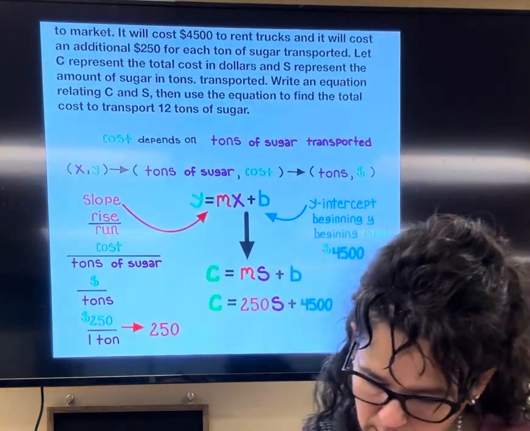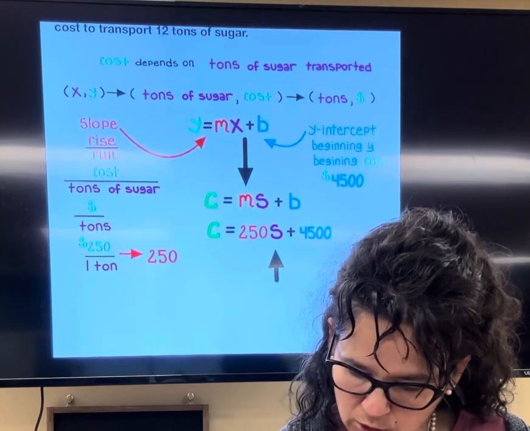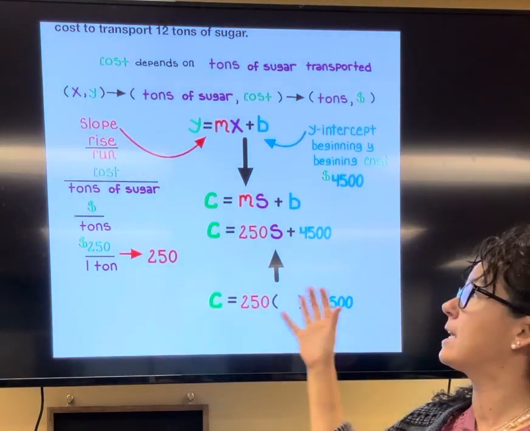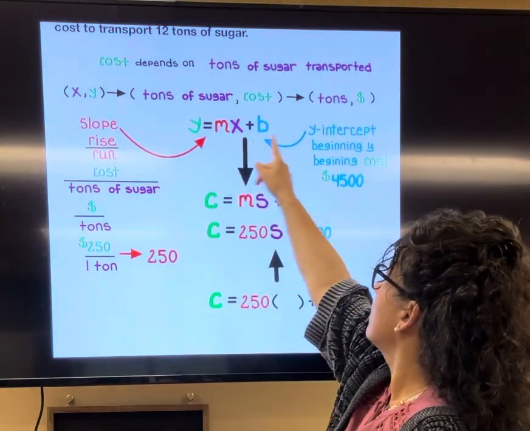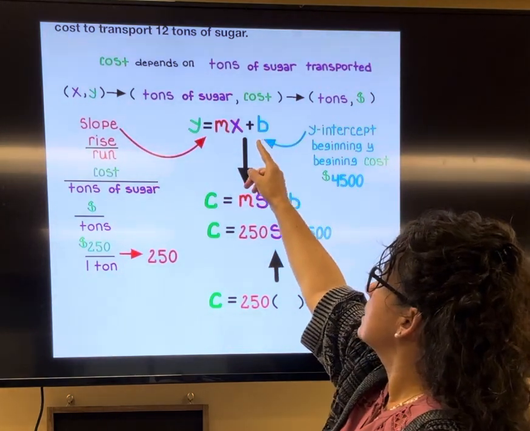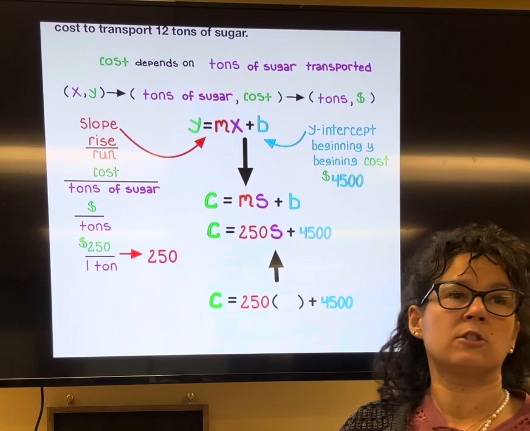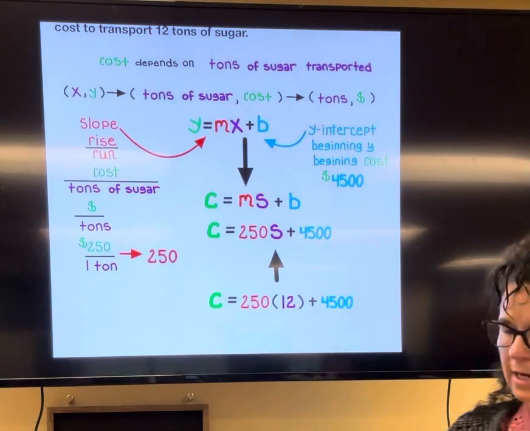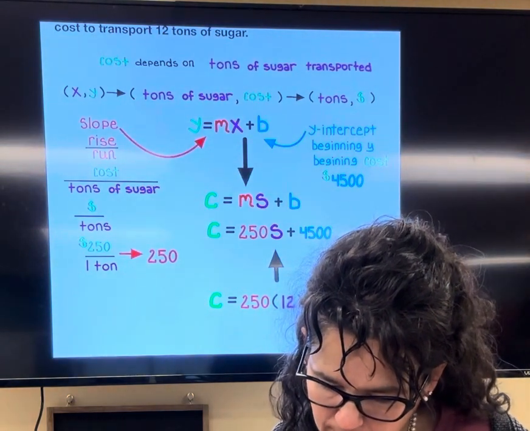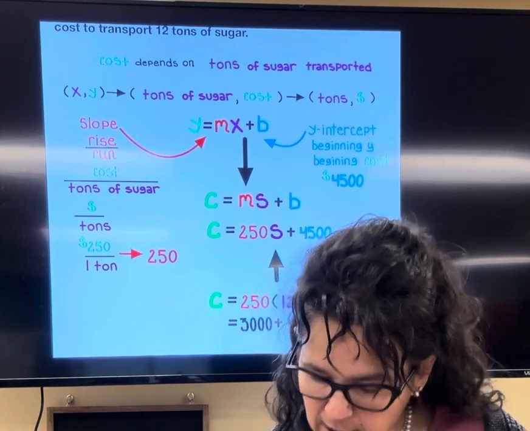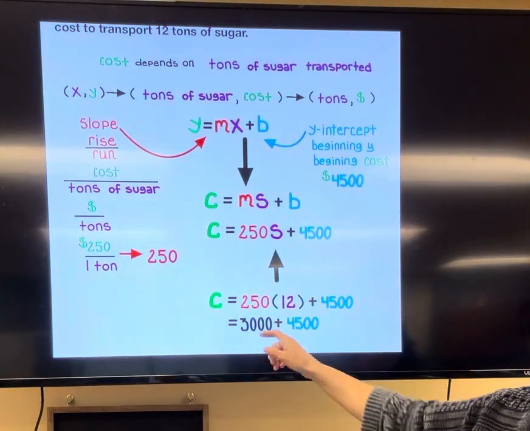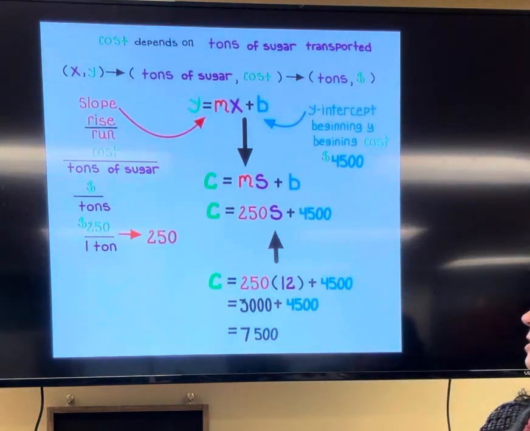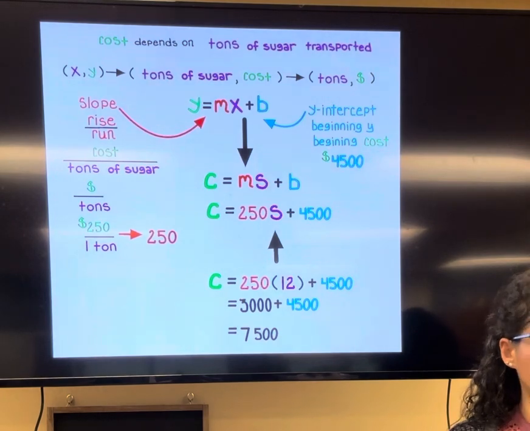I have the equation now, so I can answer that question, find the total to transport 12 tons. So the cost to transport 12 tons, that means I'm going to replace, and if you're not sure where to replace it, again, go back to our labels. Tons is the X, and so when it says 12 tons, we're going to replace the X with 12. Now if I simplify here, the cost is going to equal 250 times 12 is 3,000 plus 4,500, and I end up with $7,500 as the cost to transport.